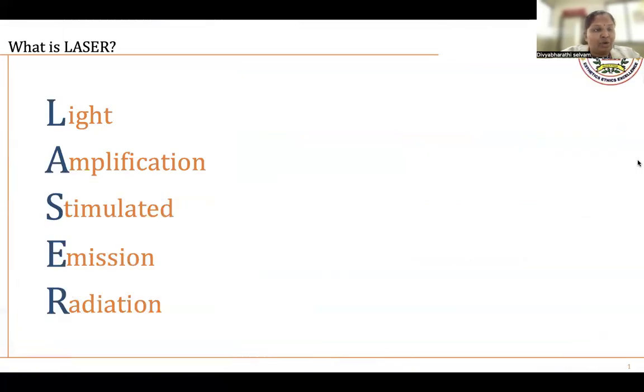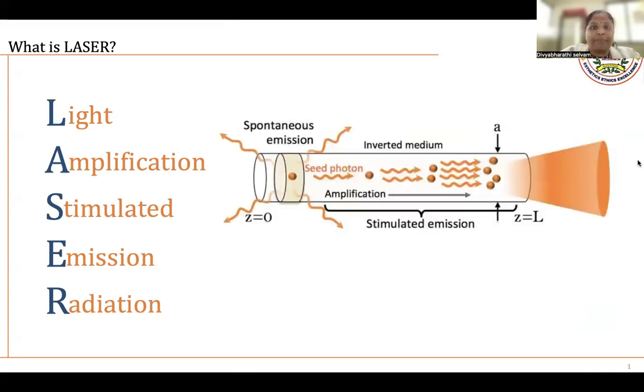So first we'll get to know what is laser. L for light, A for amplification, S for stimulated, E for emission, and R for radiation. So light amplified by means of a principle called stimulated emission, and that's how the laser works as such. So this is the laser unit.